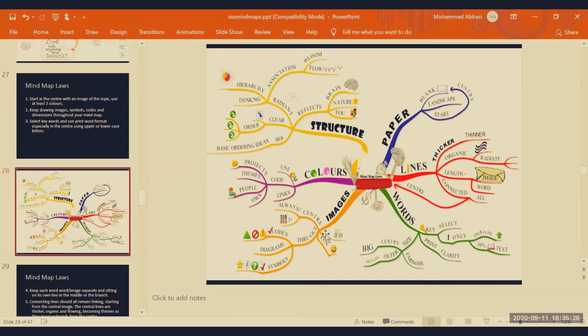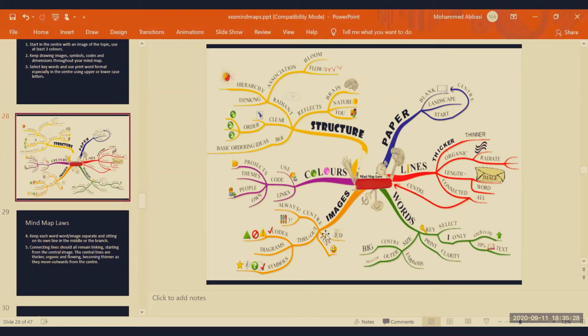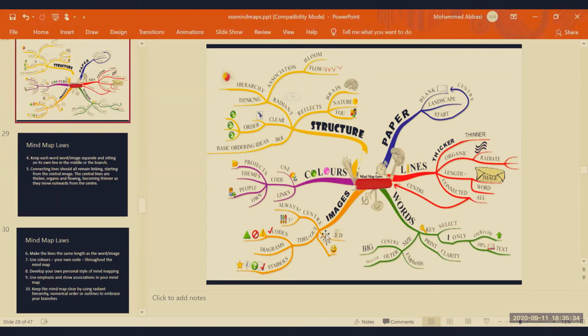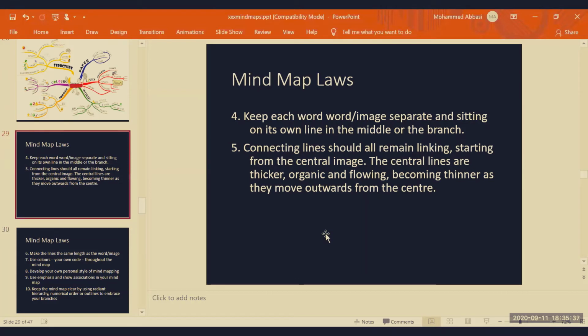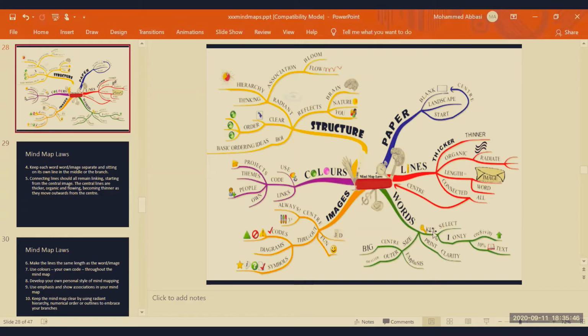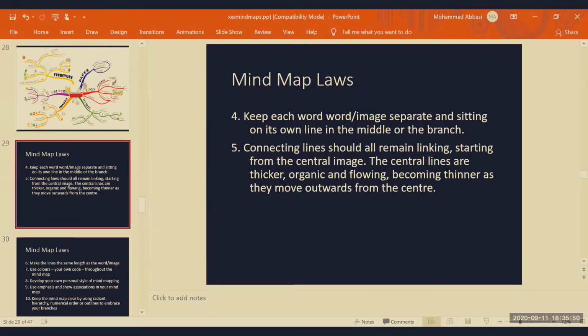Don't worry, I was going to give you these notes to take away. And again, mind map laws: keep each word or image separate and sitting on its own line in the middle or on the branch. Like this, for example, you've got words here, you've got key, select, print, clarity, like that. Connecting lines should all remain linking, starting from the central image. Remember how a brain cell looks, it branches out.